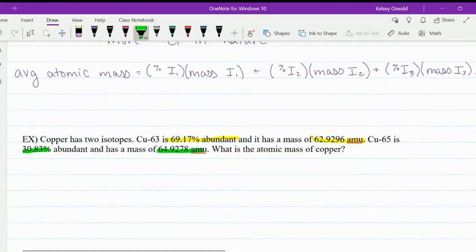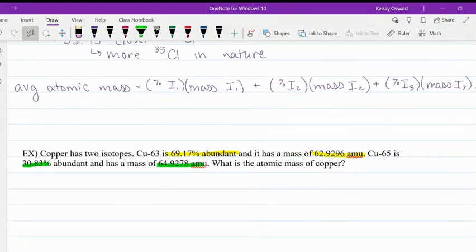And we want to find the average atomic mass of copper. So we are going to just plug these values into that equation above. One thing that we want to keep in mind is that when we are using percents, we are going to write them as decimals.